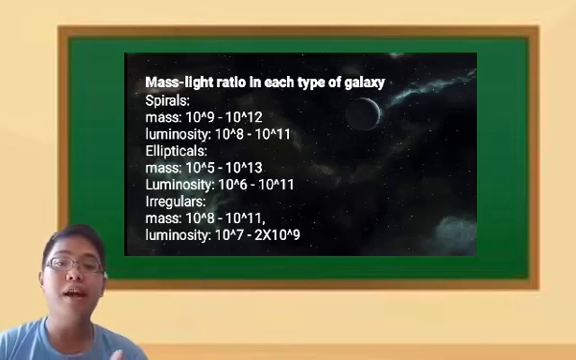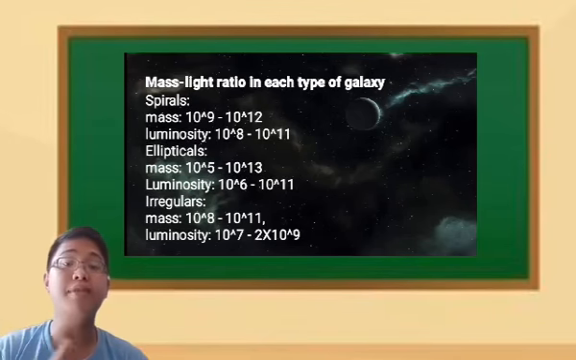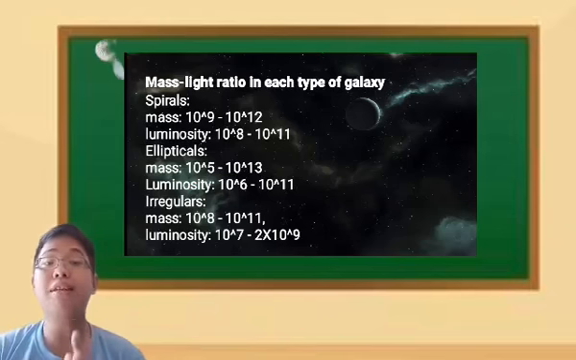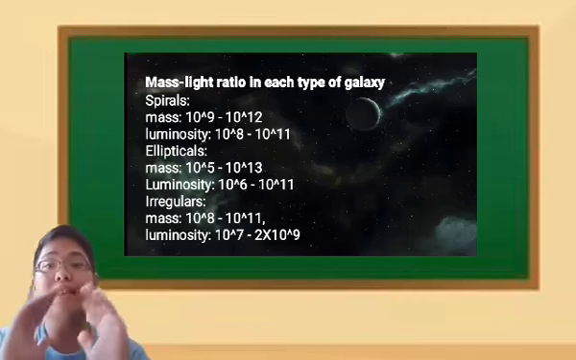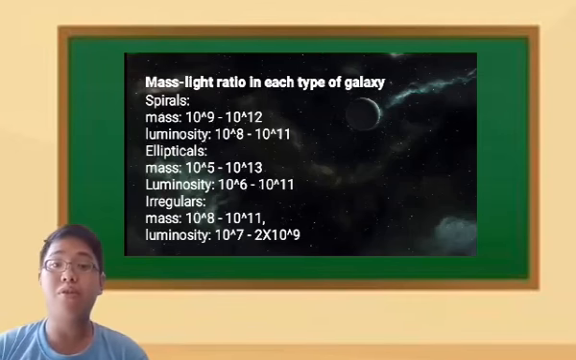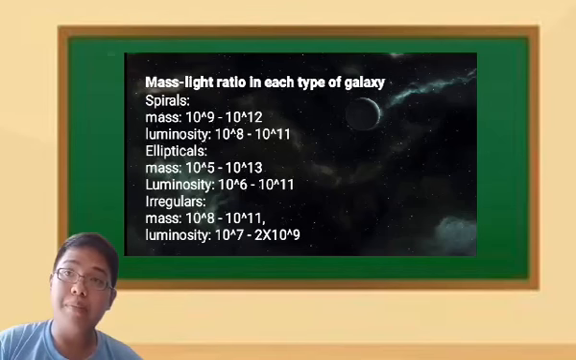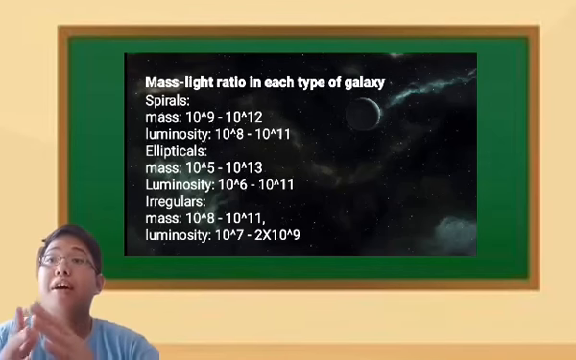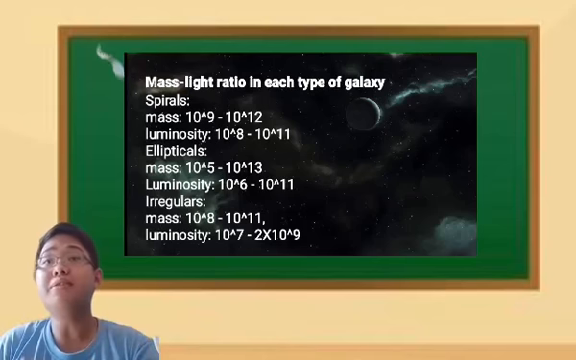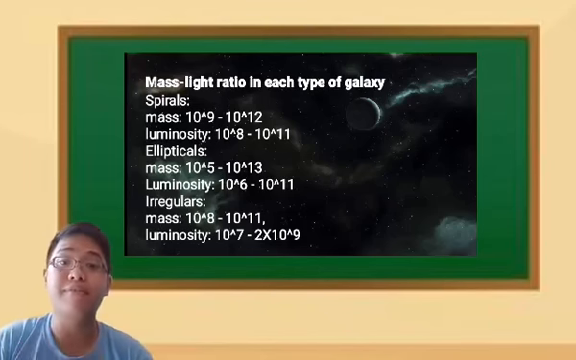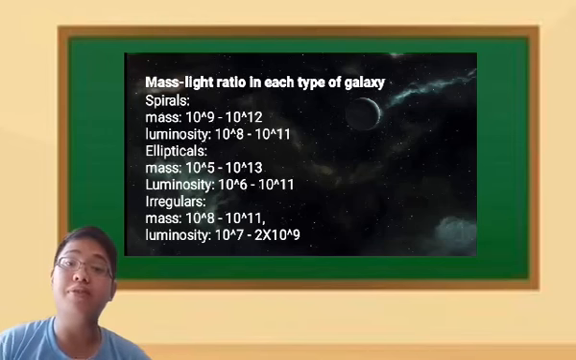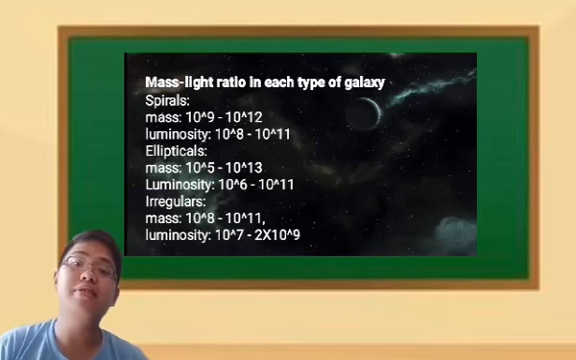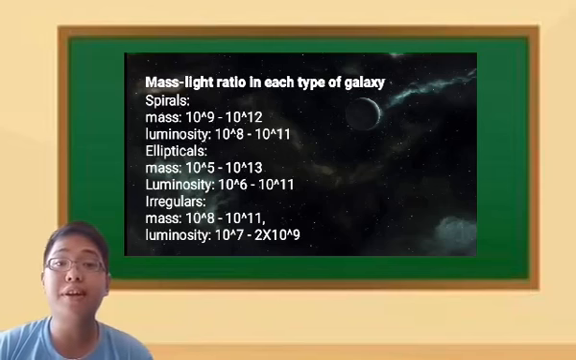Next, we have three different types of galaxies based on their composition: spirals, ellipticals, and irregulars. Spirals have a mass of 10^9 to 10^12 times the mass of the Sun. Their luminosity, or brightness, is 10^8 to 10^11 times the luminosity of our star, the Sun. The ellipticals have a mass of 10^5 to 10^13 times the mass of our Sun, and their luminosity is 10^6 to 10^11.